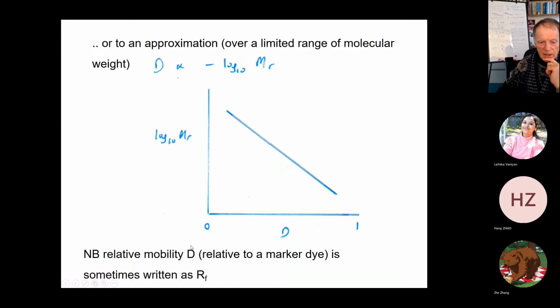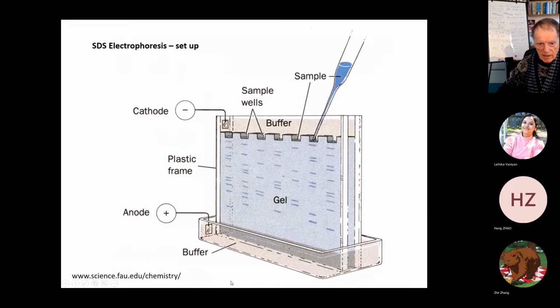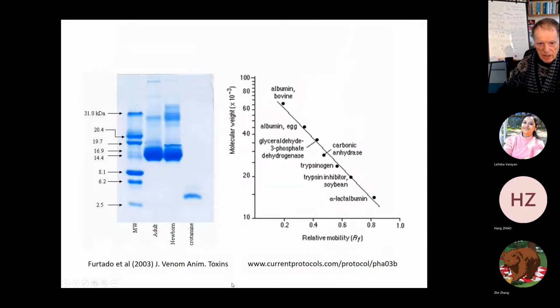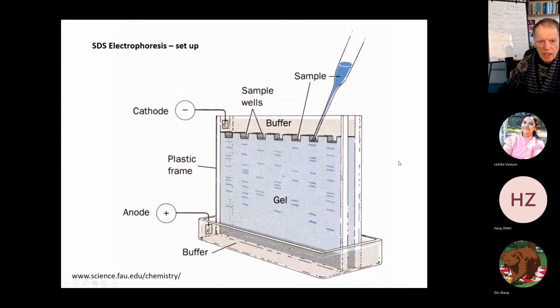The relative mobility D is sometimes written as RF. Okay, that's shown here. So this is the setup that was described in the video. Generally speaking, you have your standards. You run the standards at the same time as you run your unknowns.